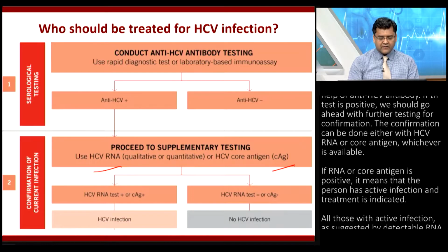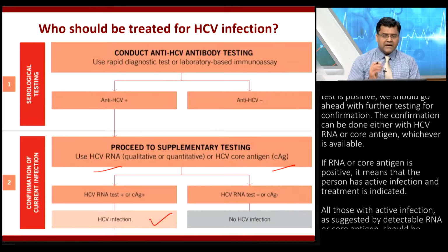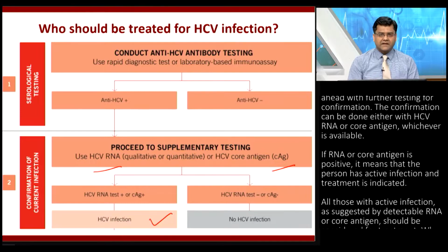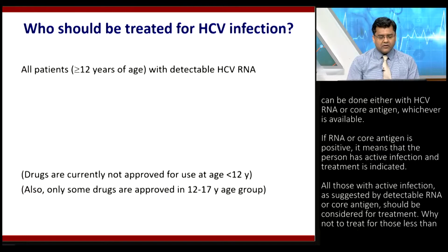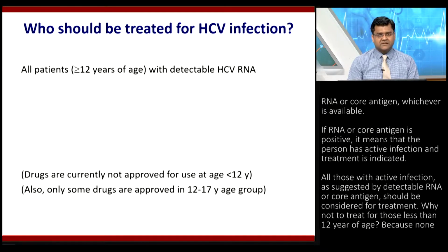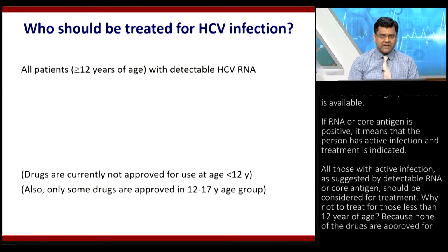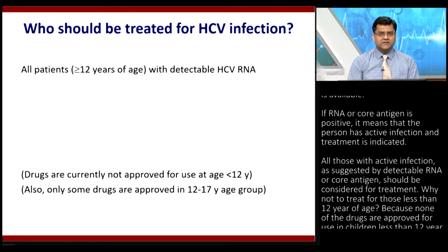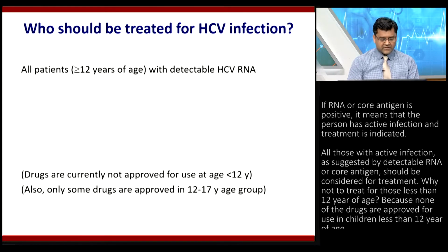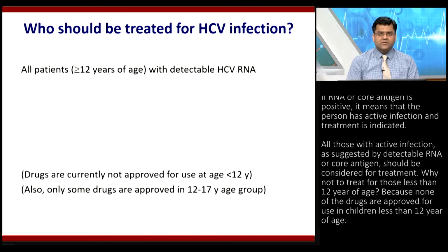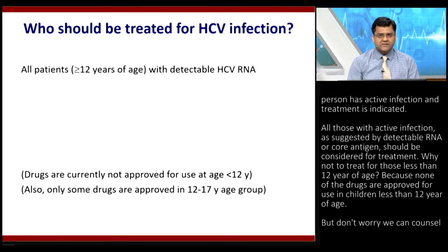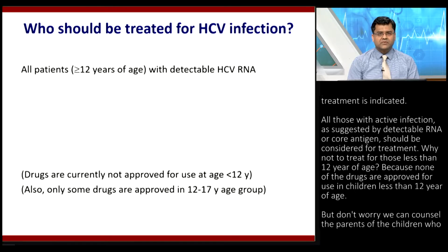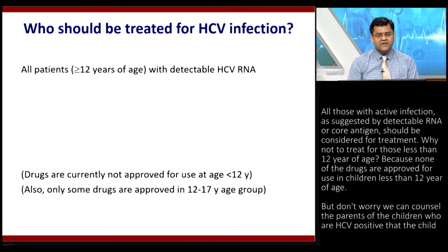And if RNA or core antigen is positive, that means the person is having active infection and treatment is indicated. So, all those with active infection as suggested by detectable HCV RNA or core antigen shall be considered for treatment. Why not to treat those less than 12 years of age? Because none of the drugs are approved for use in children less than 12 years of age.